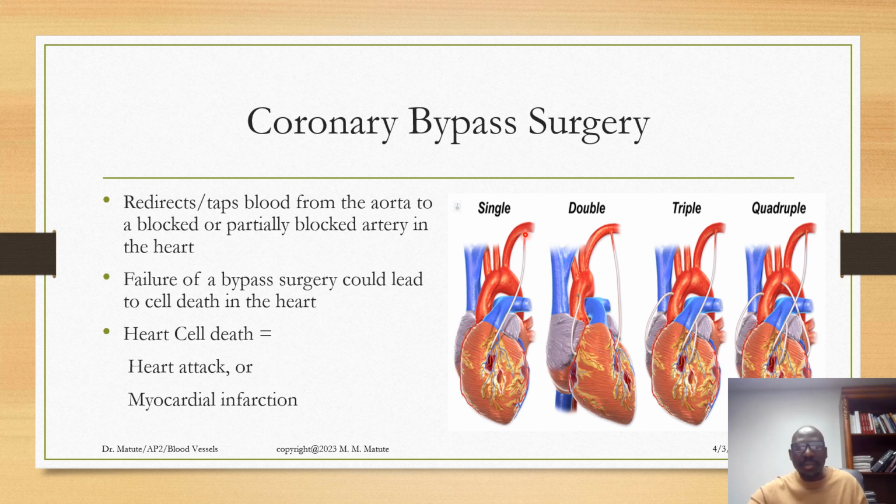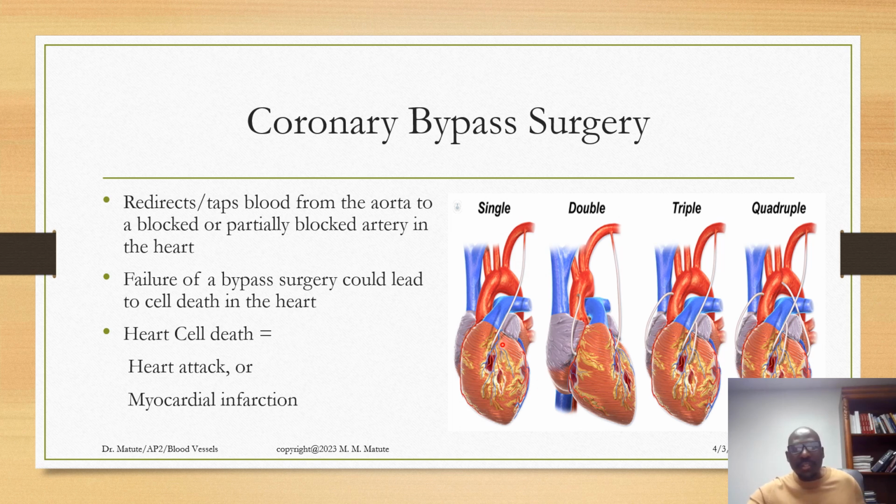Now, if that blockage is not able to be dislodged, then what they'll do is a coronary bypass surgery. They'll take tubes that are very similar to actual blood vessels, and blood will be tapped from the aorta, for the most part around the ascending region of the aorta and the arch. Blood will be tapped from there and then connected back to the heart. But it is going to be from artery to artery. So if we have just a single one, we have just one tapping back to the heart. If we have two, that will be called a double bypass. If we have three, that will be called a triple bypass.